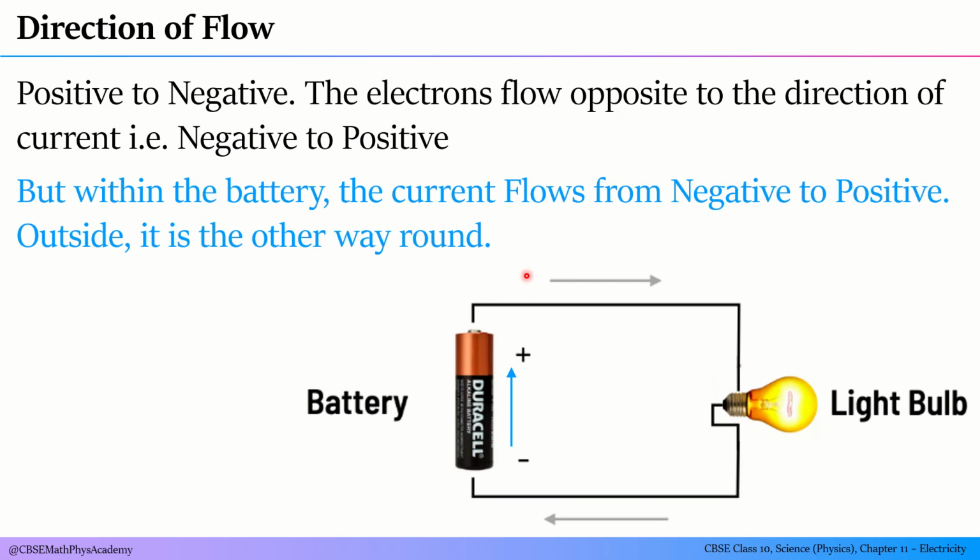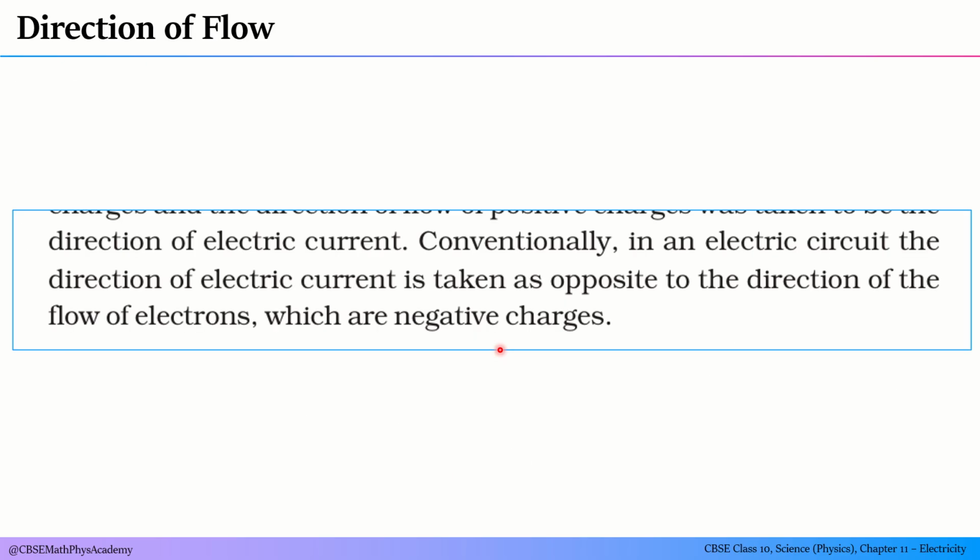Now, one important point which may not have been covered very specifically: within the battery, the current flows from negative to positive. How is that? See, outside it flows from positive to negative, it comes this side, reaches the negative. But within the battery, the current flows from negative to the positive. So this difference you need to understand properly.